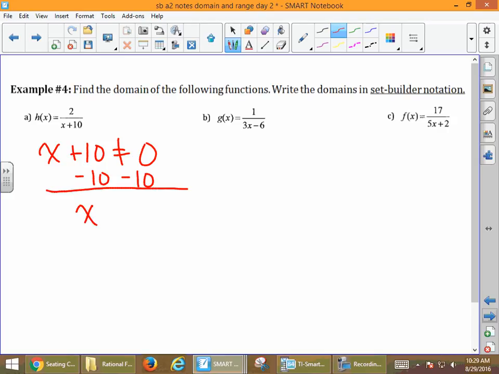We'll get x doesn't equal -10. You don't need to make a special line for this. Here's our set builder notation. Remember, it's for all values of x such that x doesn't equal -10.